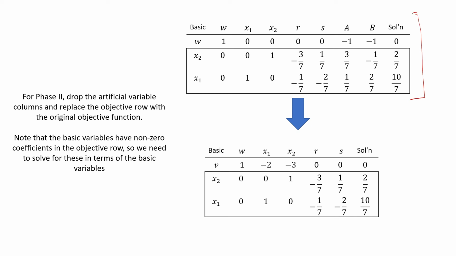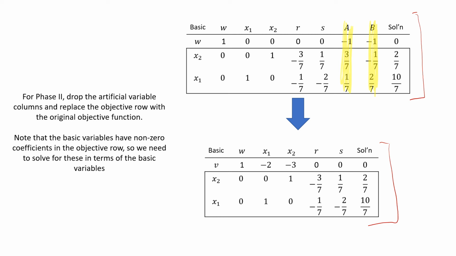This is the tableau that we ended up with at the end of phase 1. What we do now is just drop our artificial variables. So we have these artificial variables. We just get rid of them. Drop them from the tableau. What do we end up with? We end up with this tableau. So we can simplify it a little bit.